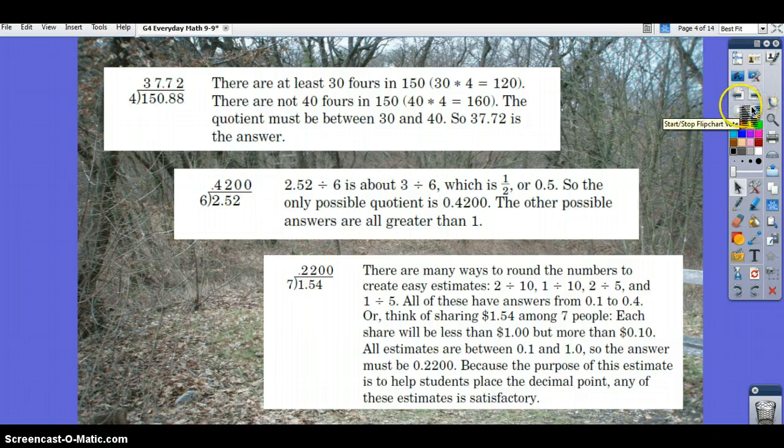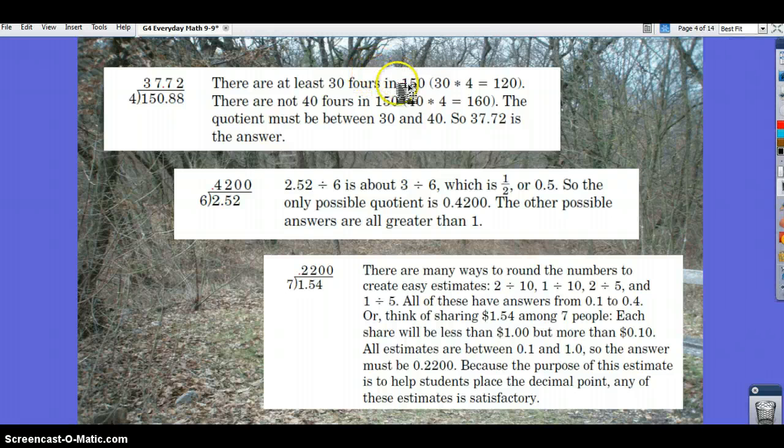So let's look at these next problems. There are at least 30 fours in 150. So 30 times 4 equals 120. There are not 40 fours in 150. 40 times 4 equals 160. So the quotient must be between 30 and 40. So 37.72 is the answer.